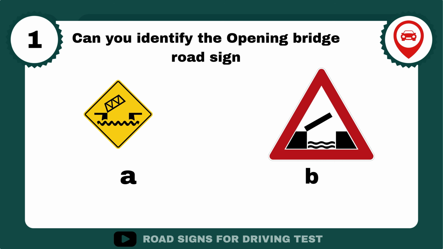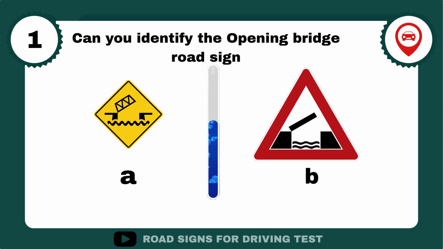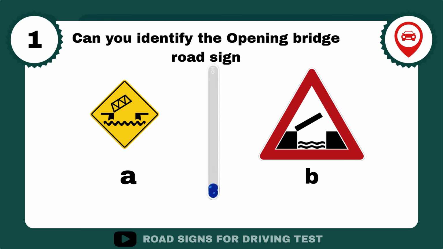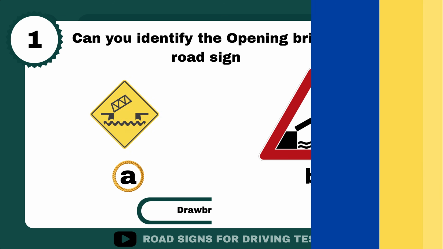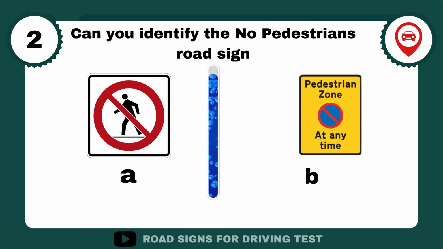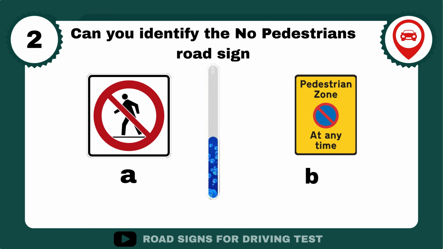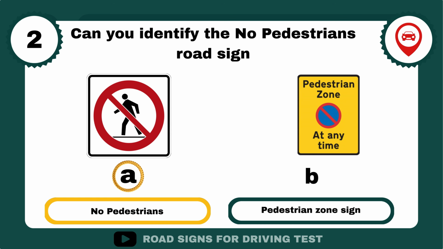Which one shows the opening bridge road sign? A. Spot the No Pedestrians road sign in this pair. A.